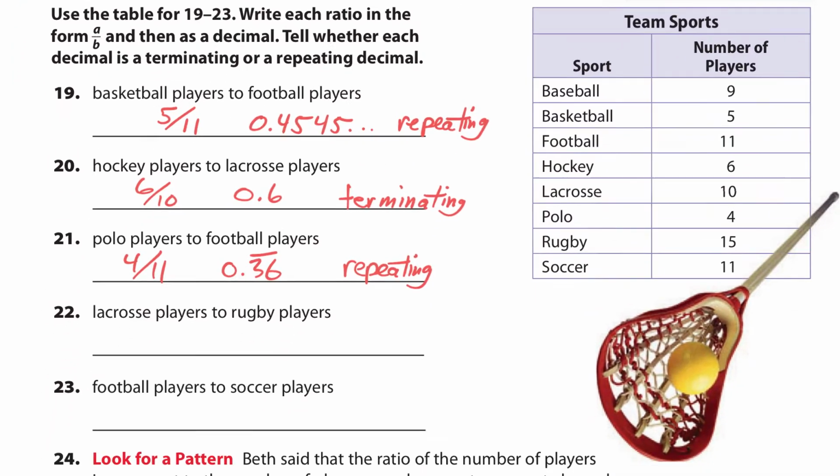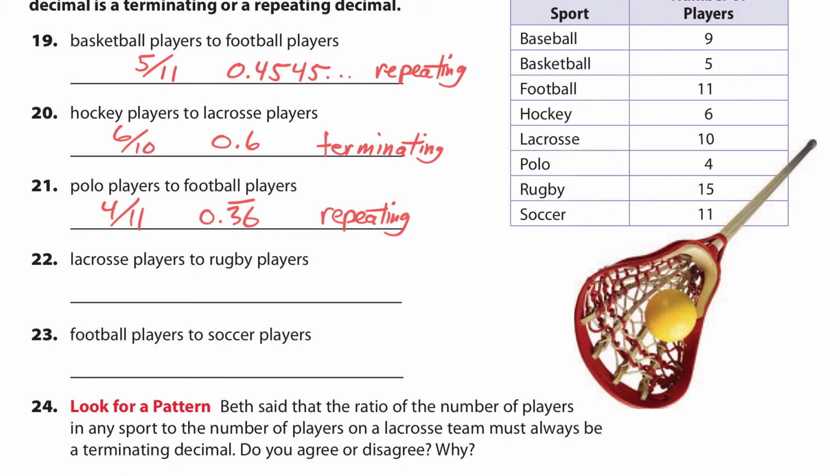Lacrosse players, let's see what we got here. Lacrosse is 10 and rugby is 15. So it's 10 out of 15. I know that that's equal to 2 over 3 because I can simplify that by dividing by 5. And 2/3 is 0.6 repeating. Put it in a calculator, 2 divided by 3, you'll see. And that is repeating.